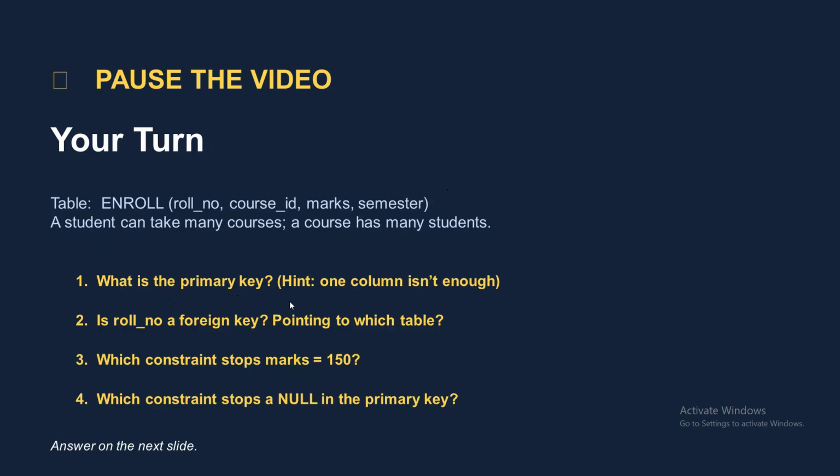What will be your primary key? Is roll number a foreign key, and pointing to which table? You have to find out the primary key and the foreign key pointing to the primary key. Which constraint stops marks equal to 150? Marks cannot be 150, so which constraint will stop this? Which constraint stops a null in the primary key? Give the answers to these and then match your answers.